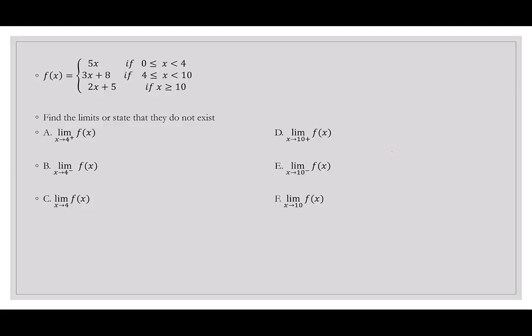Here's a little bit bigger one. I put 3 lines on it, so I have 5x if x is greater than or equal to 0 but less than 4, it's 3x plus 8 if x is greater than or equal to 4 but less than 10, and then 2x plus 5 if x is greater than or equal to 10. And I'm going to start with the boundary point of 4. So the limit as x goes to 4 from the positive side.